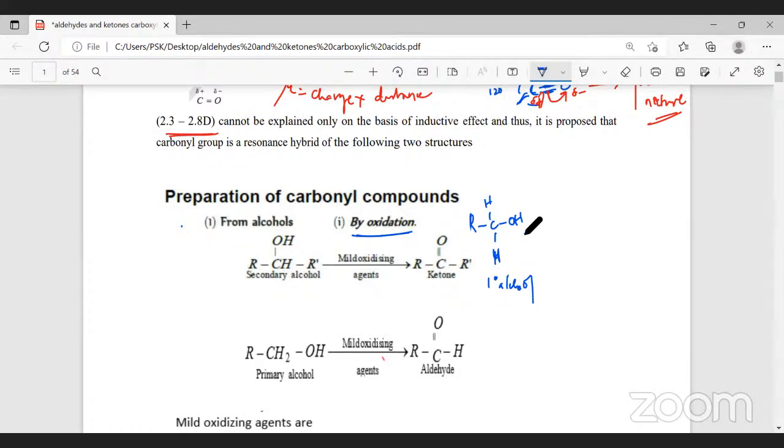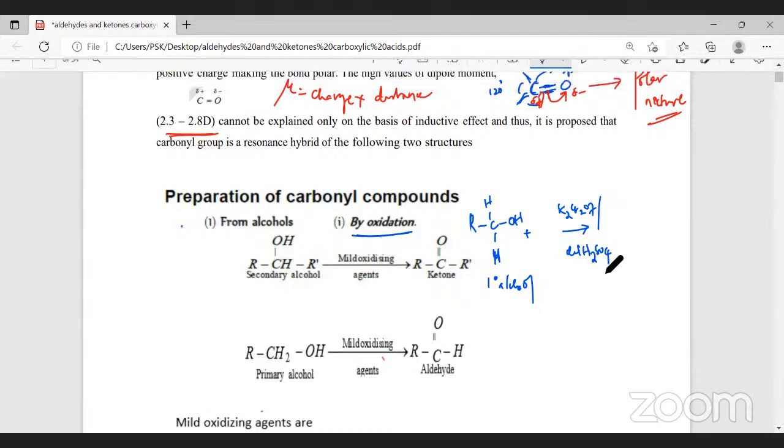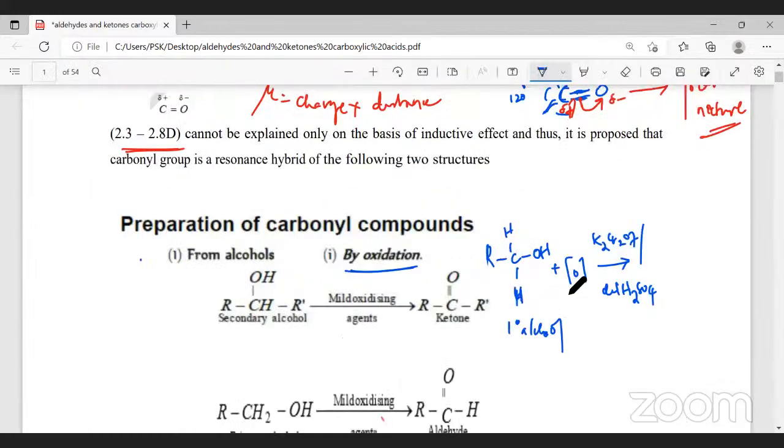When we heat this primary alcohol with a strong oxidizing agent like acidified potassium dichromate, what do we mean by acidified potassium dichromate? Potassium dichromate in dilute sulfuric acid is a very good, strong oxidizing agent. This potassium dichromate reacts with dilute sulfuric acid to give nascent oxygen. What do we mean by nascent oxygen? Oxygen in the atomic state is called nascent oxygen.